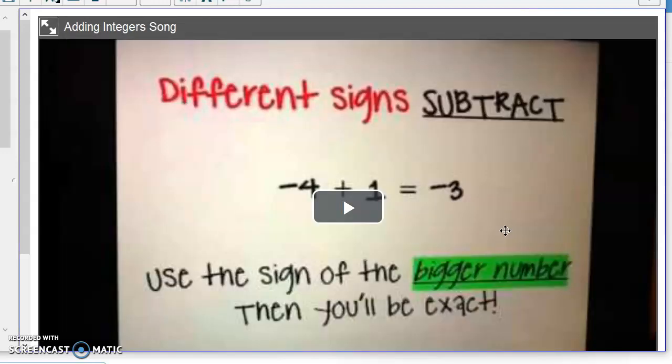And I love this song because it gets stuck in your head and you can definitely remember the rules for adding integers. The song goes, same signs, add and keep, different signs, subtract. Use the sign of the bigger number, then you'll be exact.